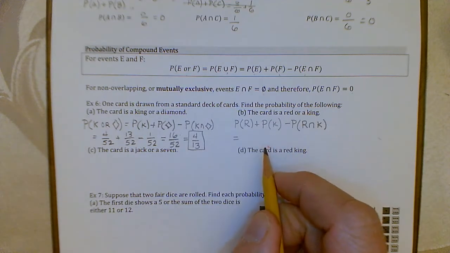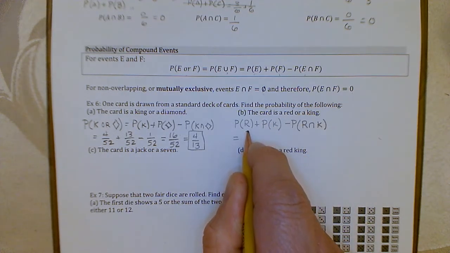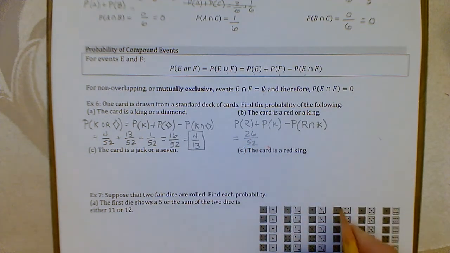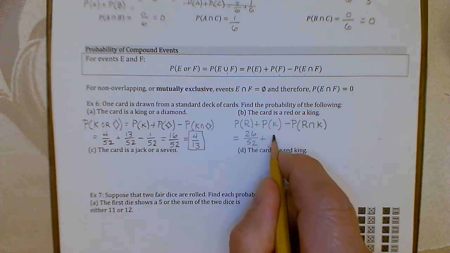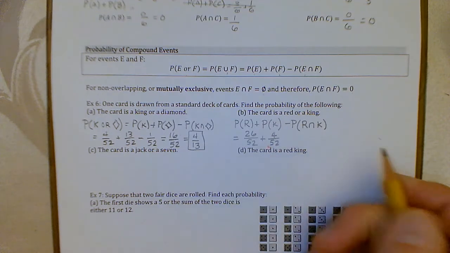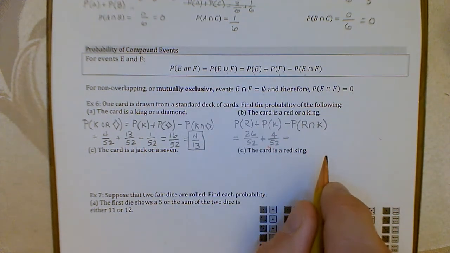All right, so the probability that it's red, well, that's half, but let's go ahead and write it as 26 out of 52 because I know I'm going to want to add fractions. And then the probability that it's a king, well, we saw in the last problem there are 4 out of 52 kings. And then how many red kings are there?